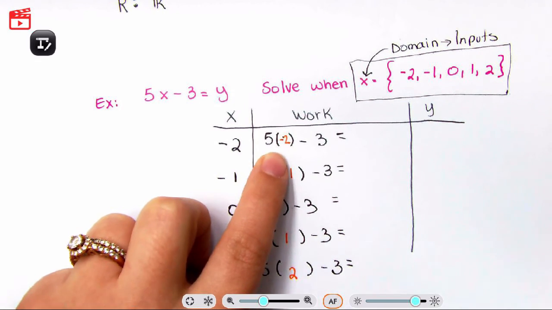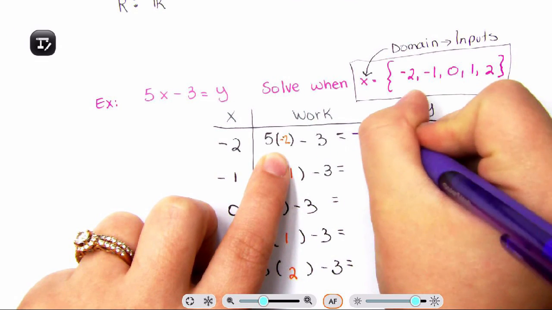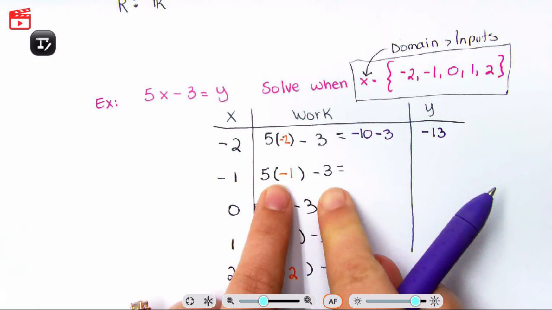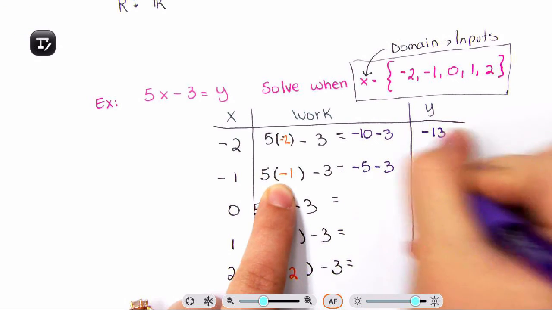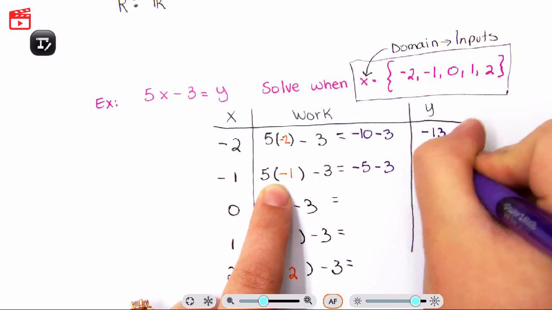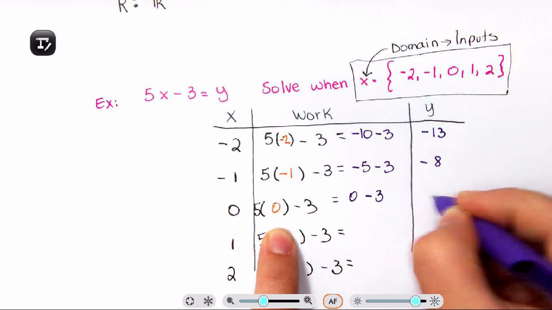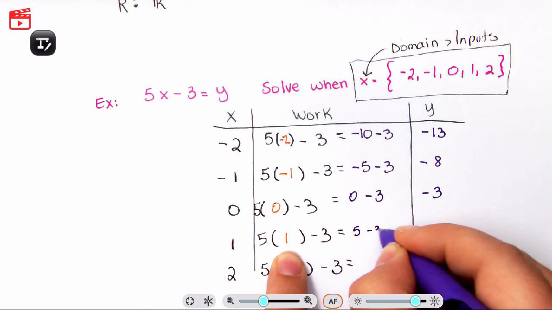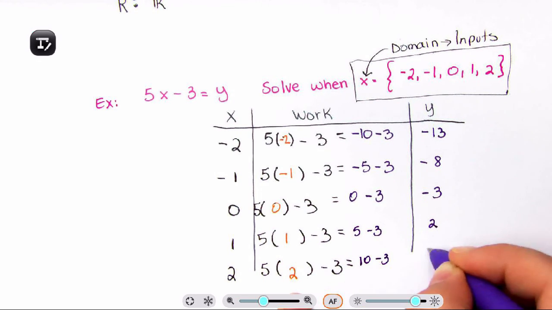So now I have 5 times -2, that's -10. -10 minus 3 is -13. 5 times -1 is -5, minus 3, that's -8. Then we have 5 times 0 is 0, minus 3 is -3. 5 times 1 is 5, minus 3, that's 2. 5 times 2 is 10, minus 3, that's 7.